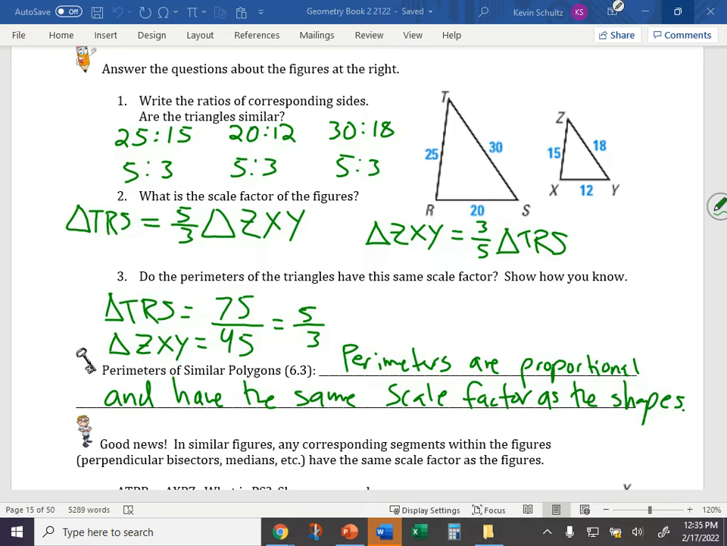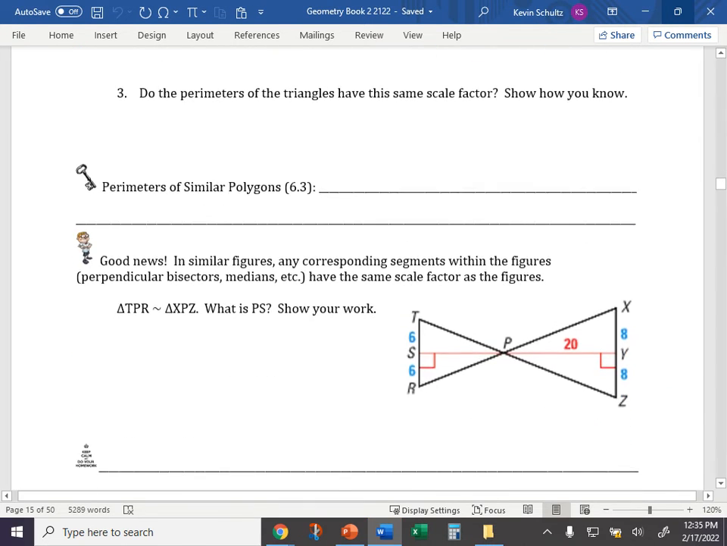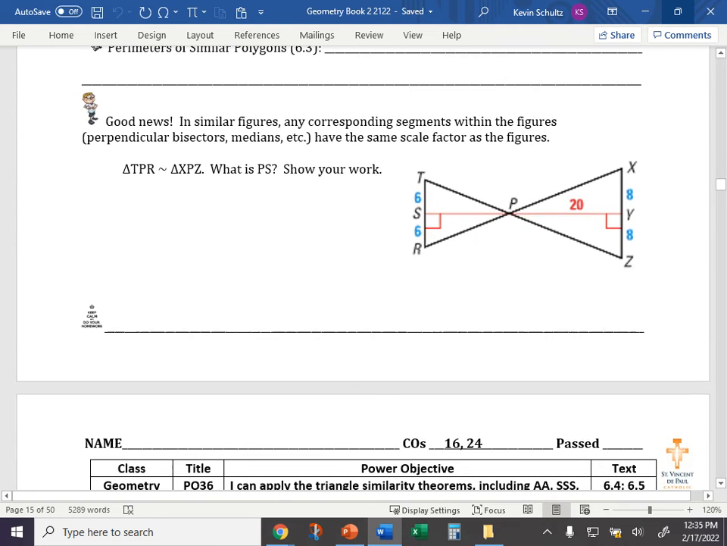Okay. Further on down the page, I've got some good news to share with you. In similar figures, any corresponding segments within the figures, such as what we just talked about, perpendicular bisectors, medians, etc., have the same scale factor as the figures themselves. This symbol here, I don't know if we talked about this here. What does that symbol mean? If you're not sure, you can probably guess based on what we're talking about here, but Will? Similar to. Okay? It's very similar to the congruency symbol, just minus the equal sign, right? Because they're not congruent, they're not the same, they're similar. So this says triangle TPR is similar to XPZ.